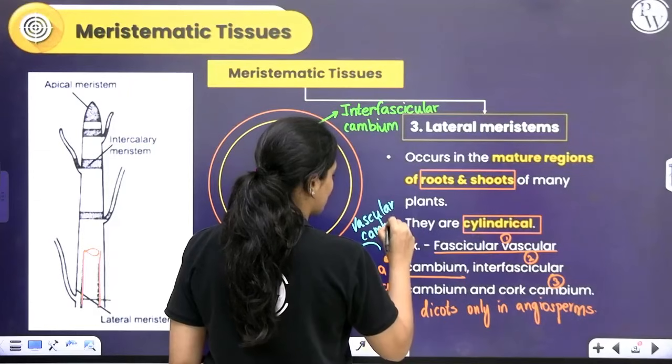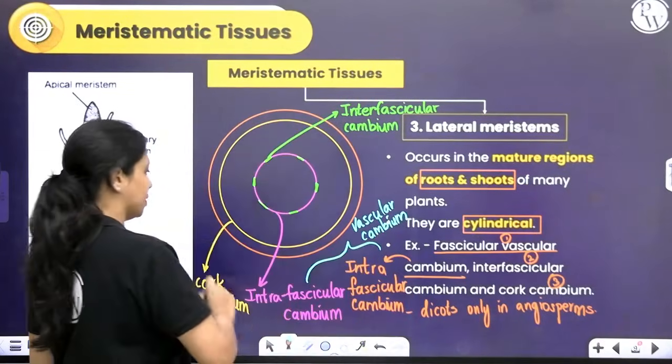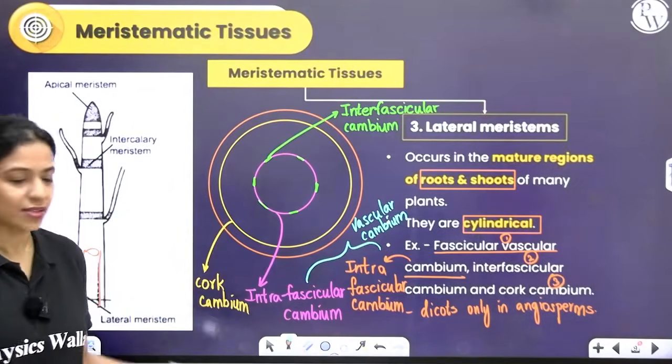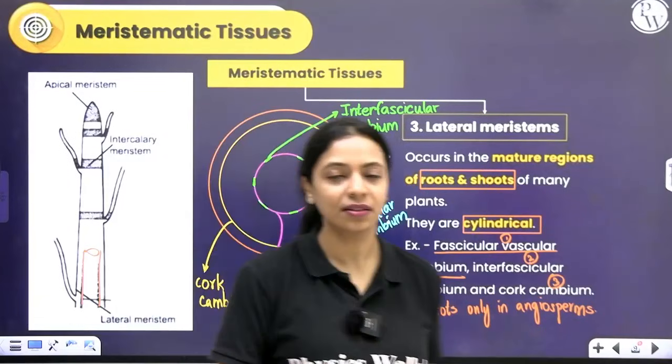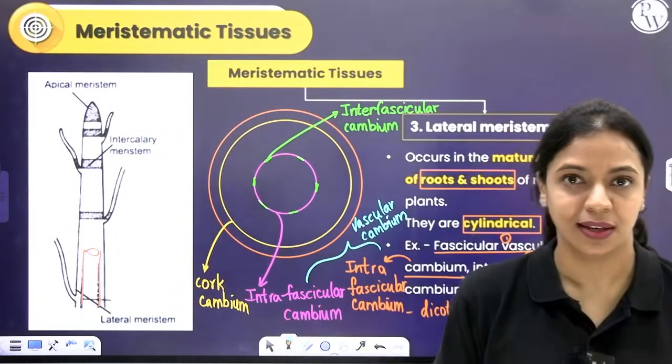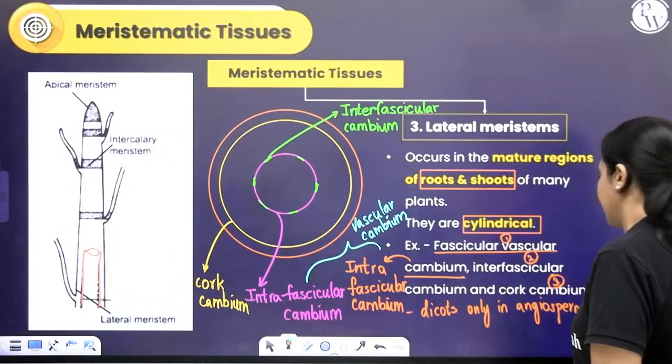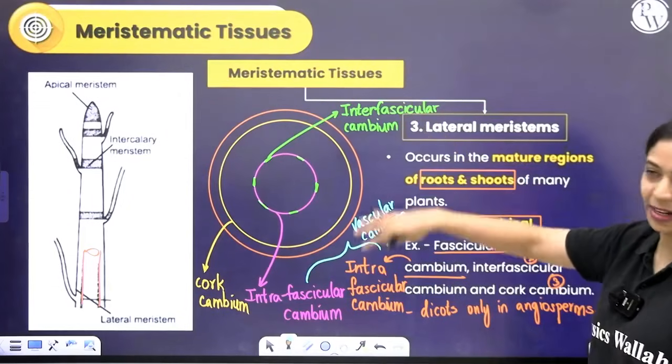And what forms towards the outside, that is called cork cambium. Okay, so these are present inside the stems in dicots. Okay, now that is about your meristematic tissue, lateral meristems.